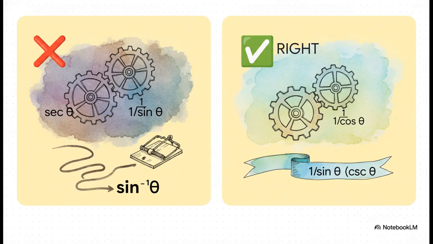The second major pitfall is confusing the reciprocal with the inverse. That little -1 exponent you sometimes see means inverse sine or arc sine, which is totally different. That's about finding an angle. The reciprocal, 1 divided by sine, is cosecant. Getting these 2 details right is absolutely crucial.